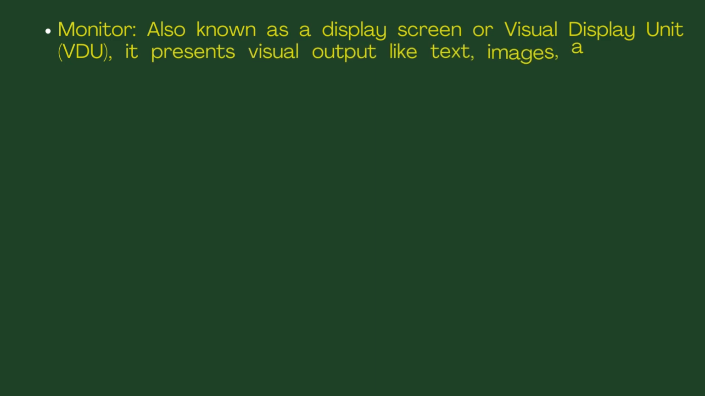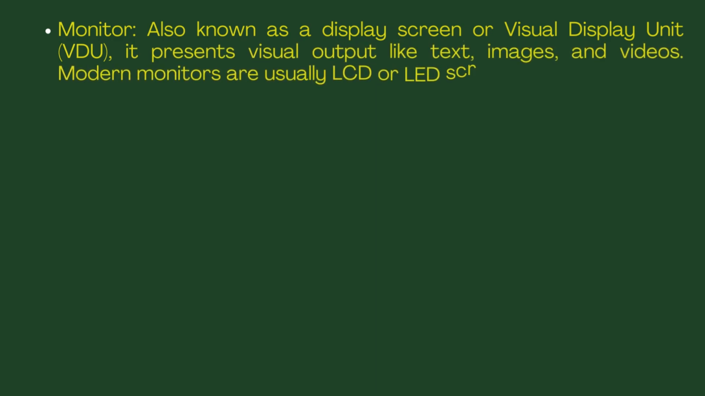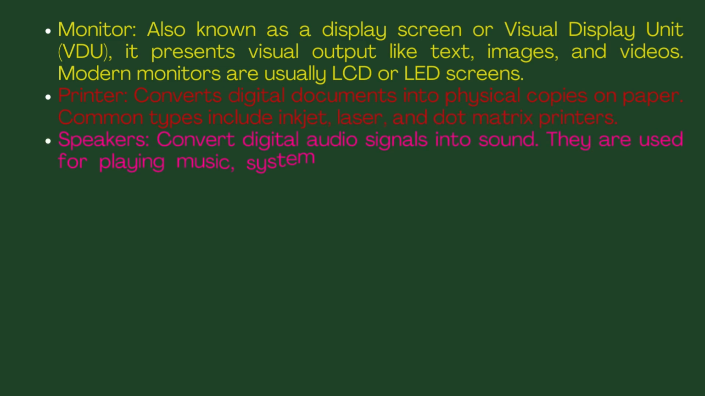Monitor, also known as a display screen or visual display unit VDU, presents visual output like text, images, and videos. Modern monitors are usually LCD or LED screens. Printer converts digital documents into physical copies on paper. Common types include inkjet, laser, and dot matrix printers.